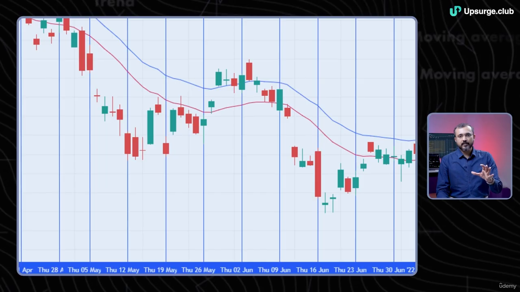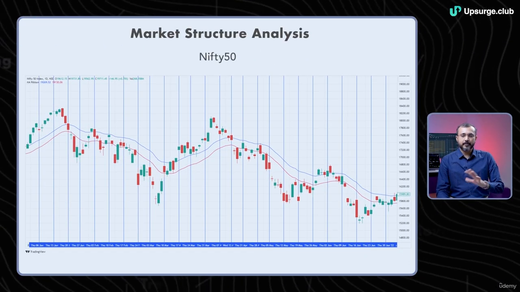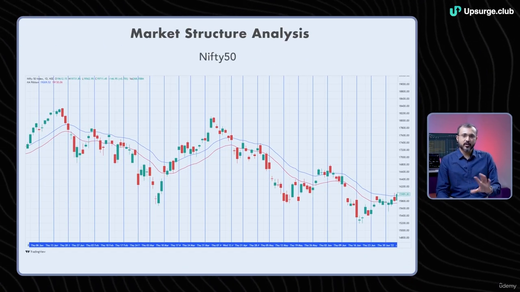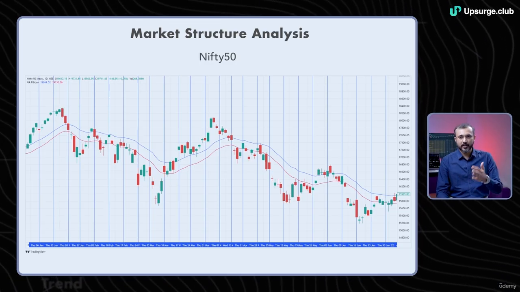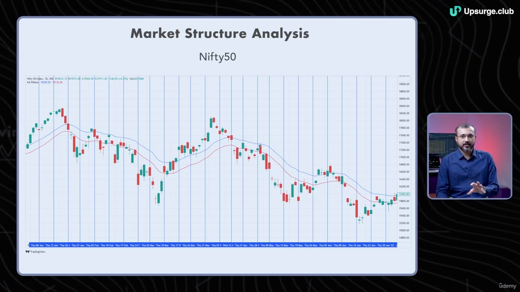So, forming a low based on the closing prices, or forming a lower close based on the closing prices, whether we have a gap up or a gap down, can be part of market structure. This is a very important point that we have to understand. We can consider a higher close or a lower close if we have a gap.